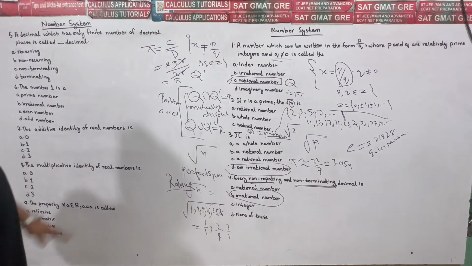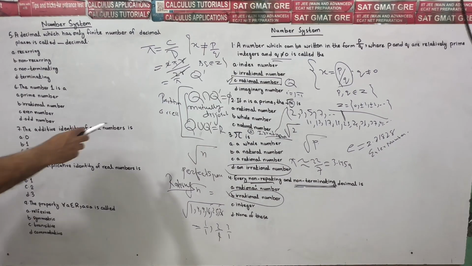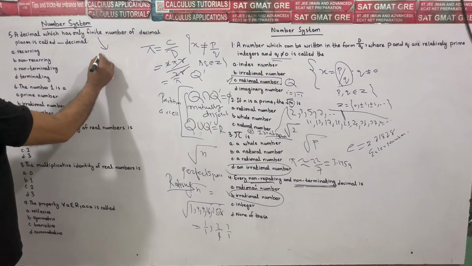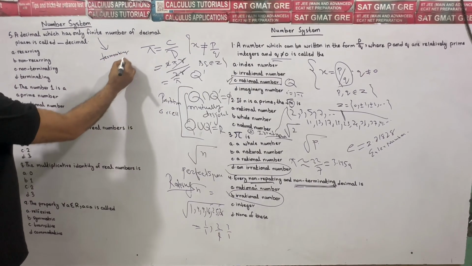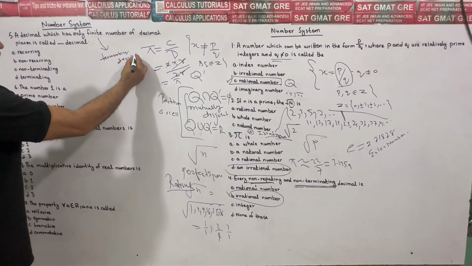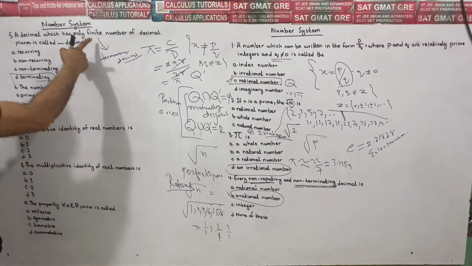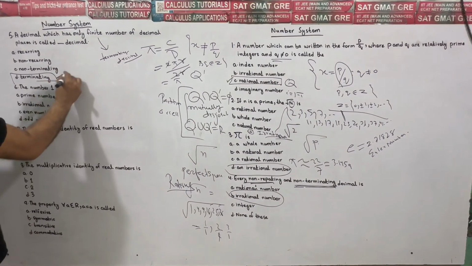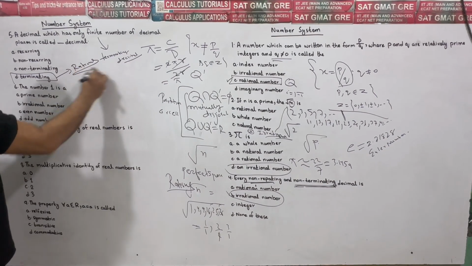Let me explain to you. Here is another example. A decimal which has only a finite number of decimal places, finite meaning terminating, is a terminating decimal. A terminating decimal always represents a rational number.